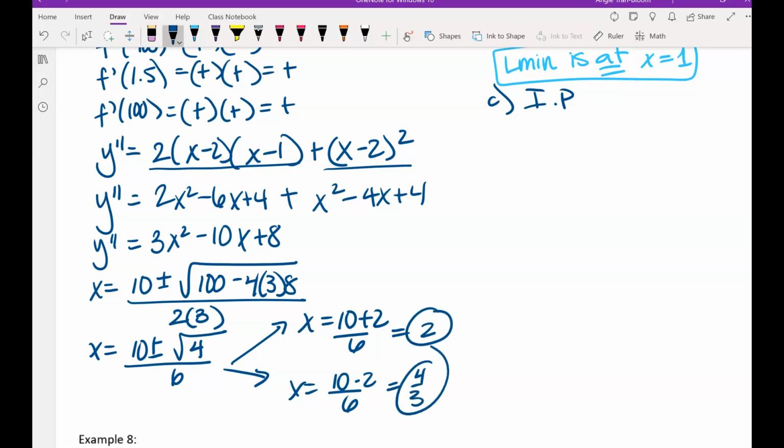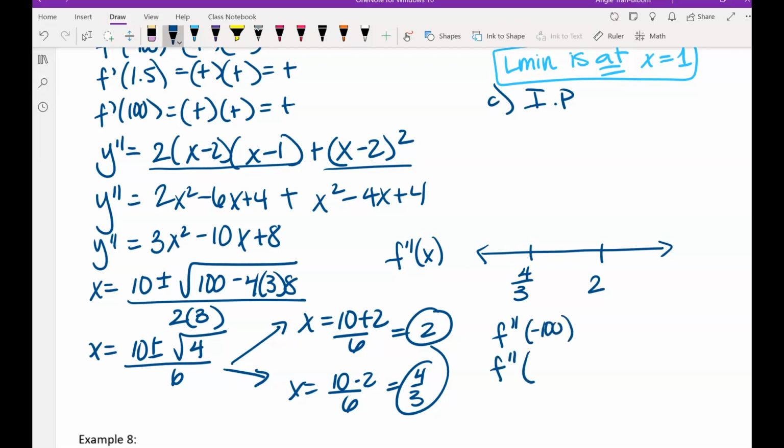All right, I'm out of space there, so I'm going to do my number line. I like number lines, I don't know why. You guys might hate it. All right, f double prime of x, I have 2 values, 4/3 and 2. I'm going to do f double prime of left end behavior, f double prime somewhere in the middle, so 1.5, and f double prime of right end behavior. Right and left end behavior is the easiest because I only need to worry about the power function. So that's squared, so everything's going to be positive.